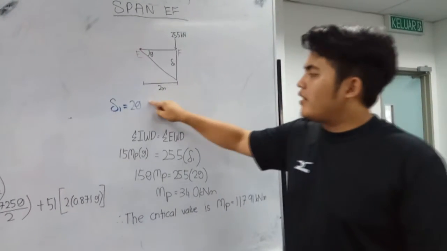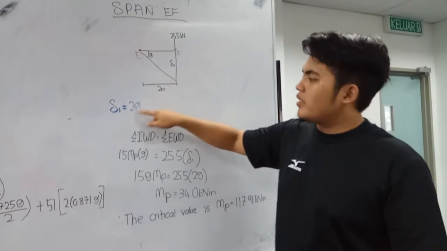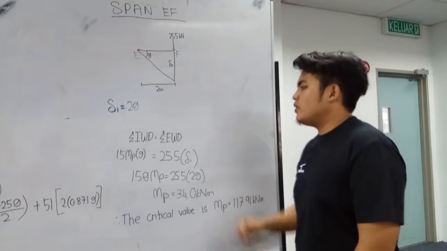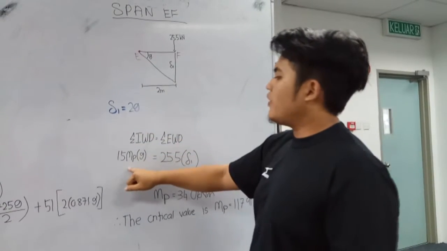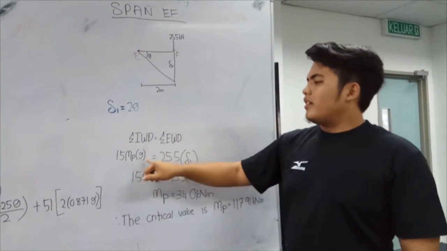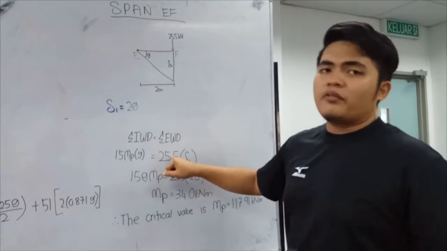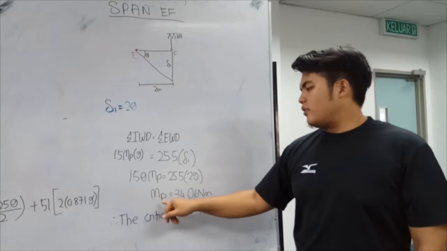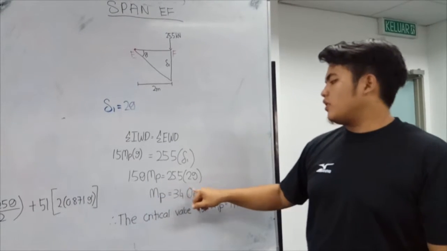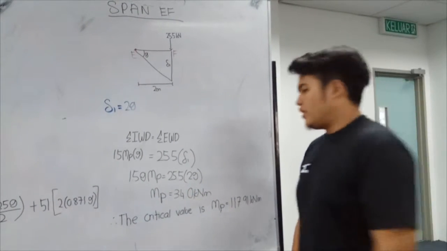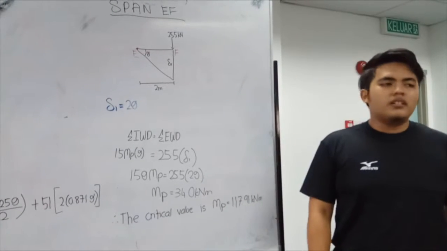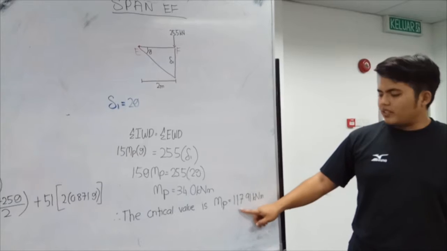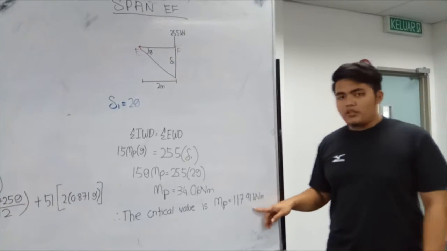Then we can relate the equation delta 1 equal to 2 theta, and then by using this formula we can get 1.5 moment delta equal to 25.5 delta 1. And then from using the calculator we can get the moment equal to 34 kilonewton meter. So the critical value for question number 4 is that MP is equal to 170.91 kilonewton meter.